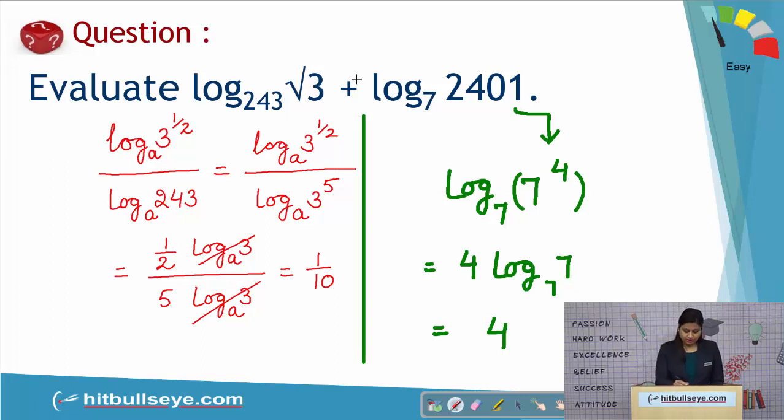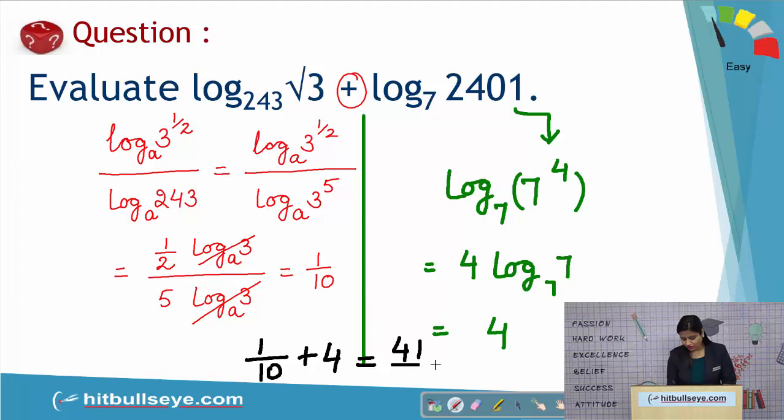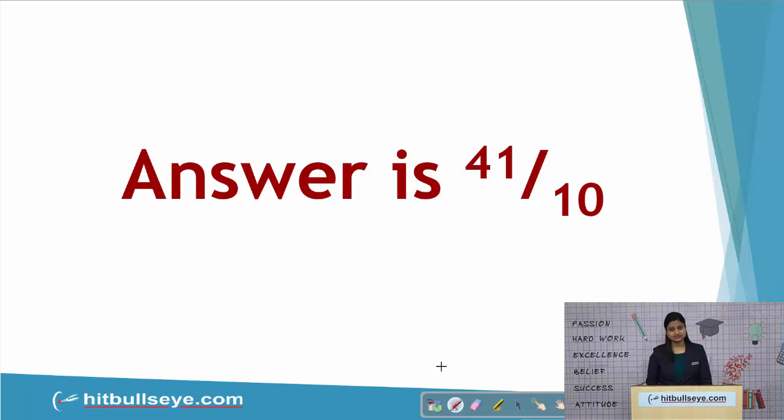Now addition of both the expressions, that is asked. So we can take the addition. It will become 1 by 10 plus 4, which comes out to be 41 by 10. So 41 by 10, that is the answer in this case.